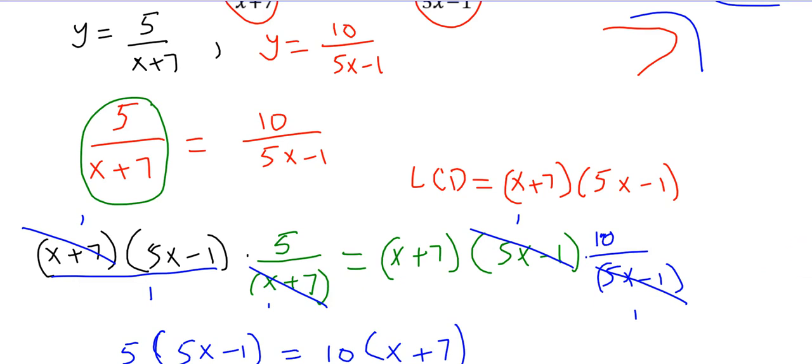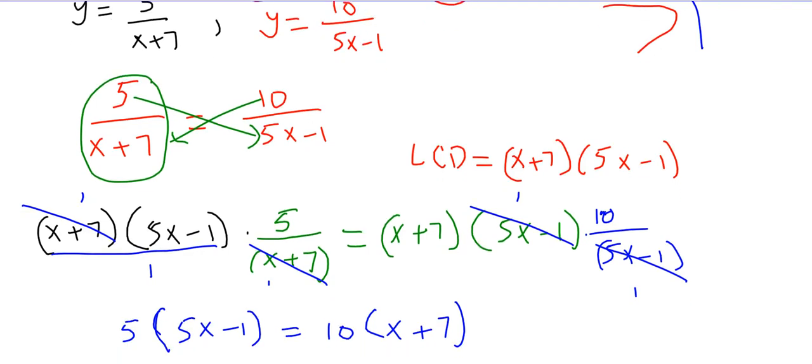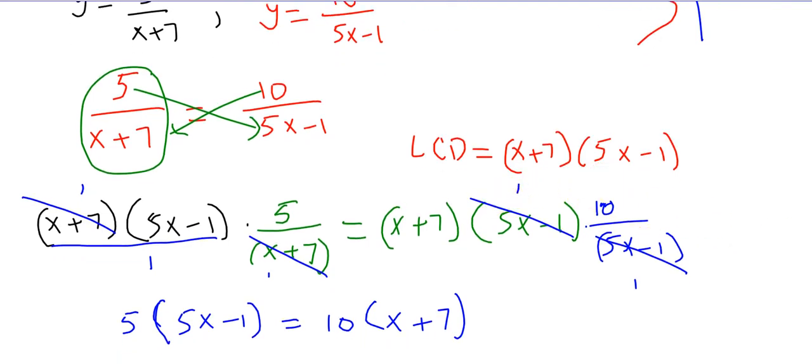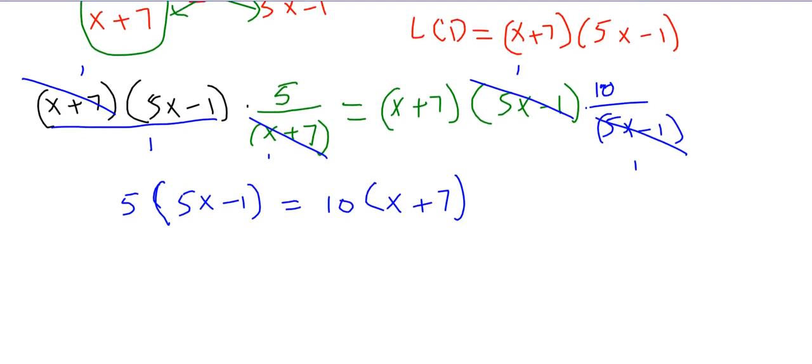Sometimes we also call it the process of cross multiplication. We say it's cross multiplying, that is 5 times 5x minus 1, 10 times 7x plus 1. Instead of using cross multiplication, I just said multiply by the least common denominator to get the same thing. Okay, now let us distribute.